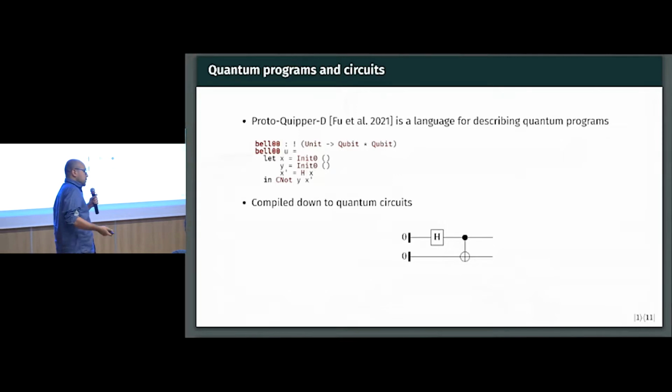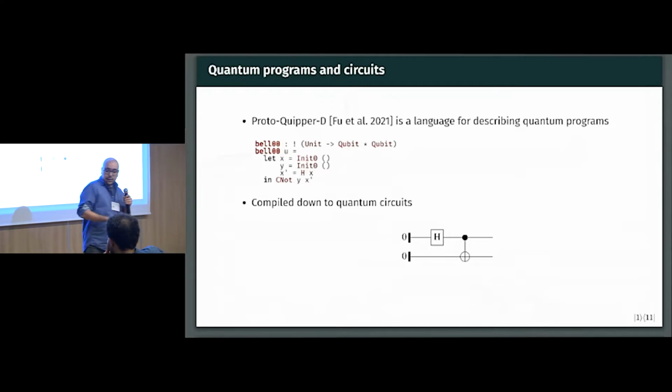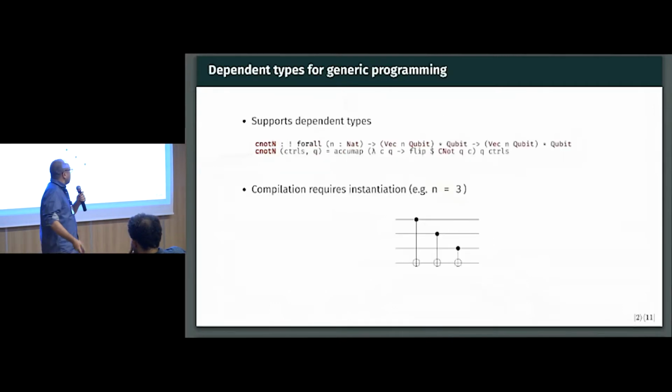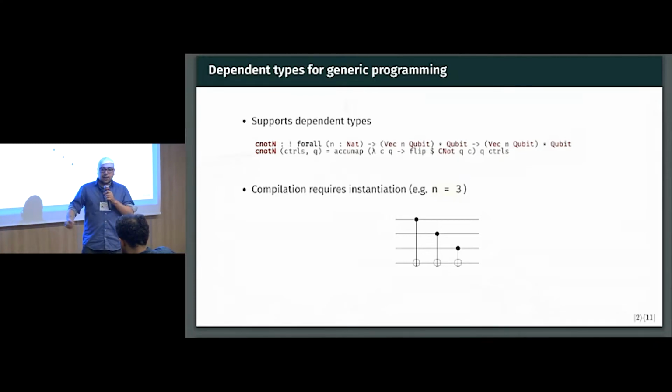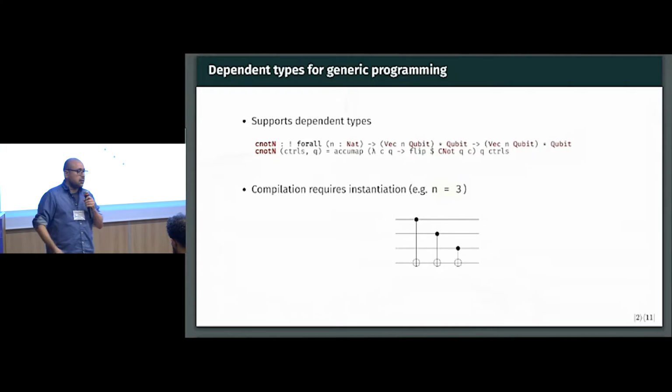The main reason we chose Proto-Quipper-D as a starting point is the D, which stands for dependent type. So here we have a program which takes a list of size n, and it takes those control qubits and it applies a C0 against a single state.